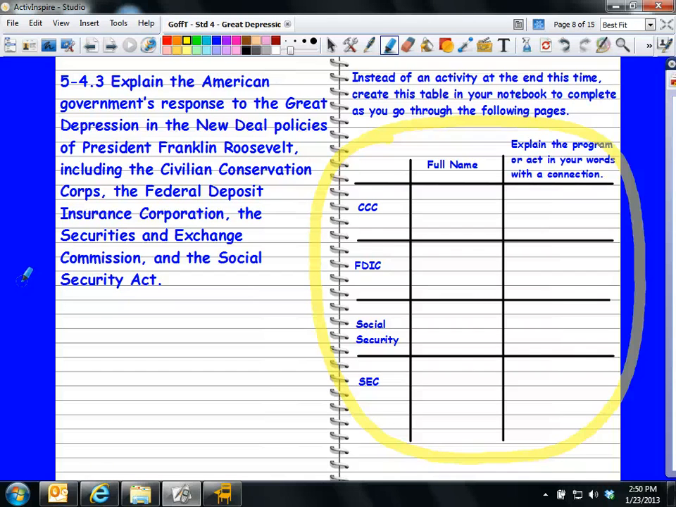So you're going to set up one column with the names of these programs or acts, and then you'll write out the full name. In the last column you'll explain the program or act in your words, and you'll make a connection. Think about something today, maybe some example you've heard of these things mentioned in the news or at home or in a book you've read.